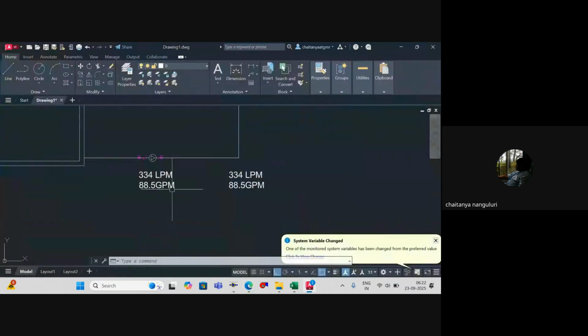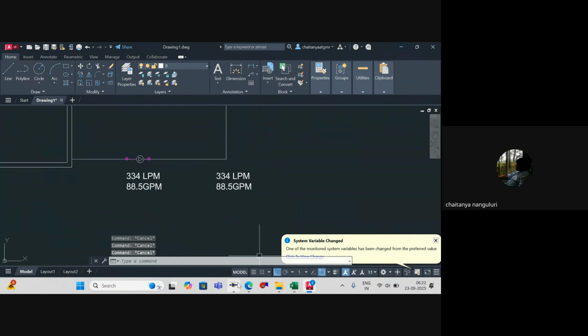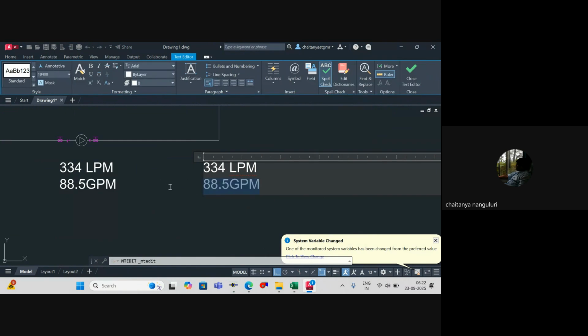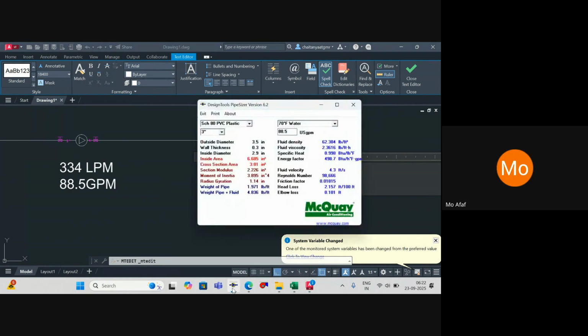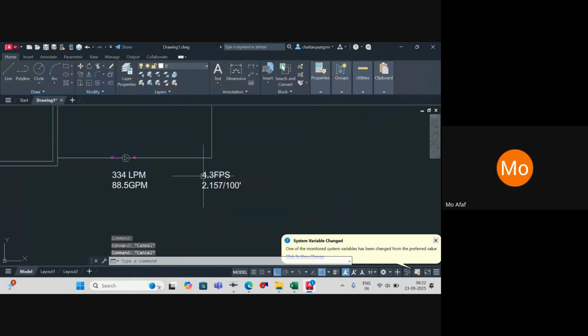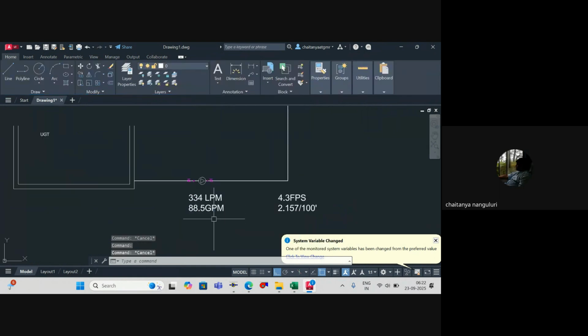So here, what is the friction factor that we got? Friction factor is 2.157 per 100 feet. 2.157 per 100 feet is the value. And what is the velocity we have considered? Velocity is 4.3 FPS. Yes. This is the value that you got. Of course, we didn't give the pipe dimensions.